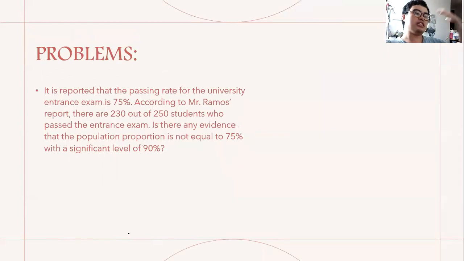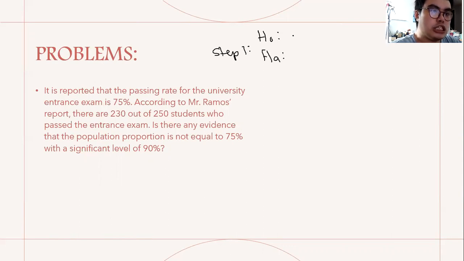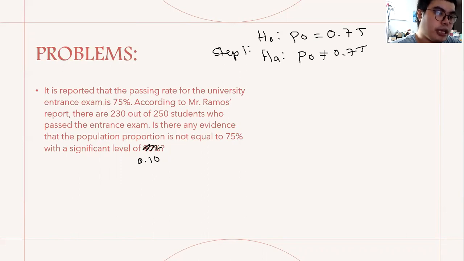Okay, so this one. So, we're going to do the same step, yung dating gawi. Okay, same routine actually. So our P sub 0 is equal to 0.75, then our P sub 1 is not equal to 0.75. So our significance level is 0.10. Okay, so since there is no specific comparison, we can indicate that this is two-tailed.